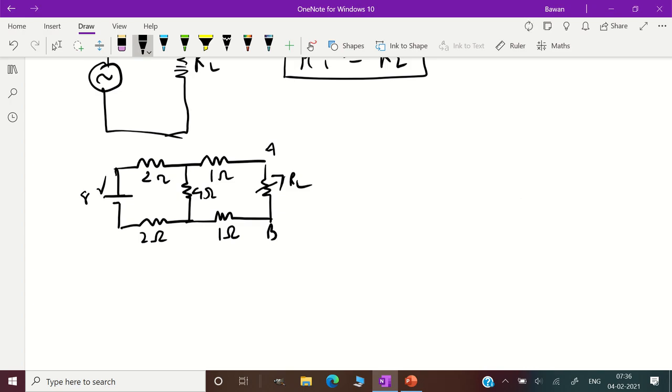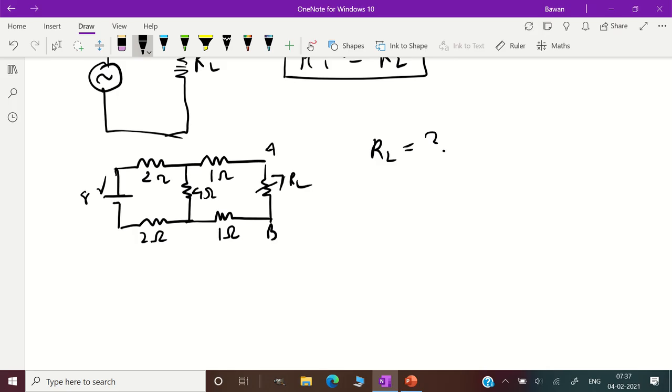Now the question is, we have to calculate the value of RL. What is the value of RL so that maximum power will be transferred? So that is the question here.